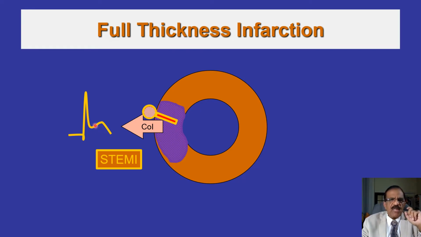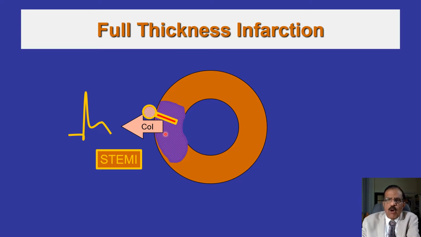You know, the ST segment represents part of depolarization. So since it is not depolarizing and it is showing permanent ST segment elevation, this is the first sign of ST segment elevation myocardial infarction if you have transmural infarction.